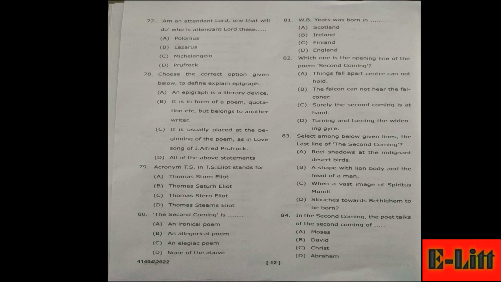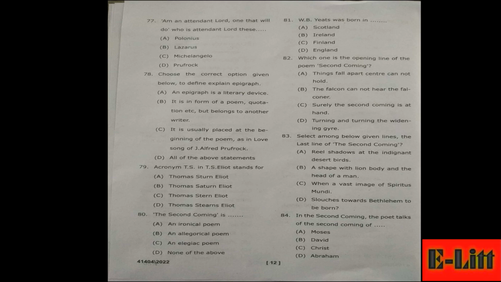Now the next question is, choose the correct option given below. The right answer is all of the above statements are correct, friends. Next one, acronym TS. In TS Eliot, TS stands for. Option D is correct, Thomas Stearns Eliot. The Second Coming is an allegorical poem. W.B. Yeats was born in. The right answer is Ireland.